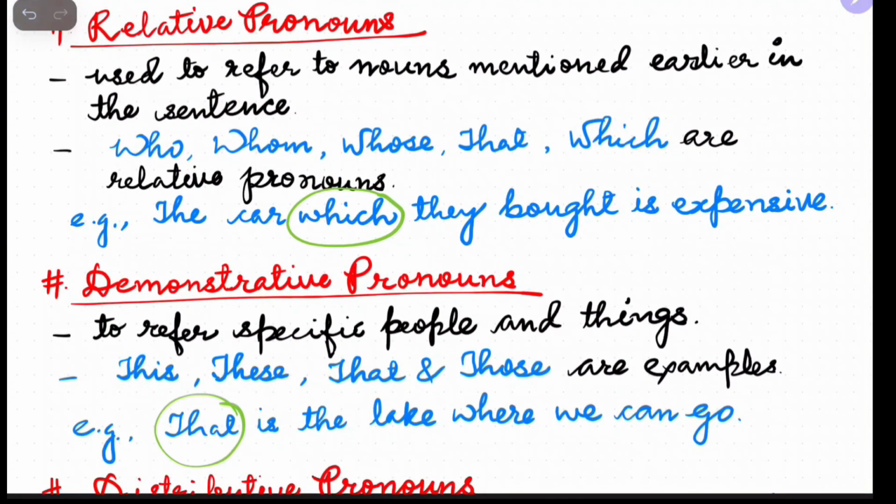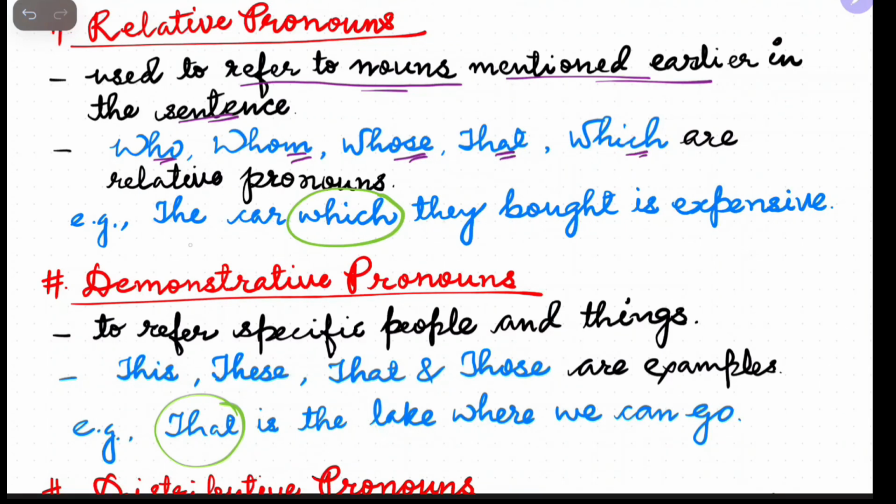We will see the next type, which is relative pronouns. Relative pronoun is used to refer to nouns mentioned earlier in the sentence. You see, it is used to refer to the nouns which are mentioned earlier in the sentence, and it will show some relation to that noun. So what are those relative pronouns? Who, whom, whose, that, and which are relative pronouns.